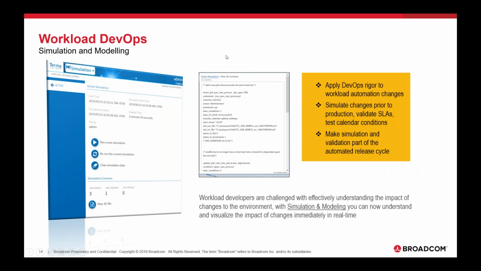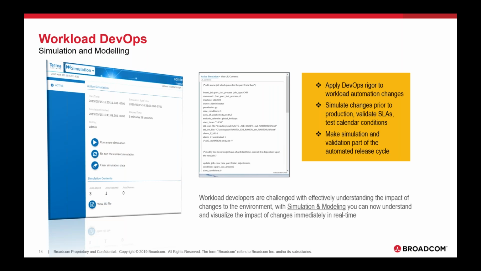This is the next slide here, which is the workload DevOps simulation and modeling slide. This is also just being previewed. I would say, well, it's actually available, but it's only available for AutoSys. So I kept the slide in here for this presentation because this will become available for CA7 as well. And it does today have an impact on CA7 if you have AutoSys to CA7 dependencies.